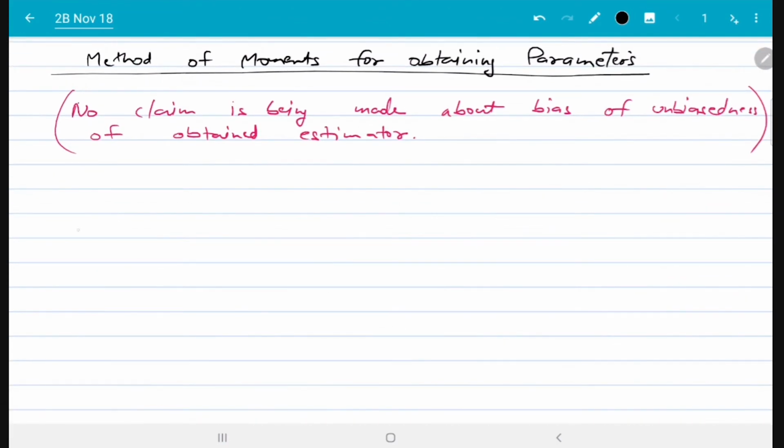Now, since we will be trying to, oops, not parameters, estimators. Since we're trying to get estimators, which will be from the sample data, we need to define moments for sample and population separately.